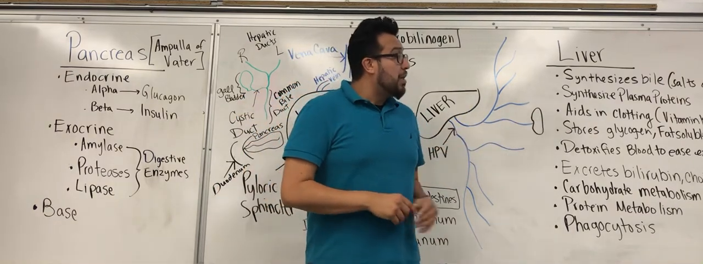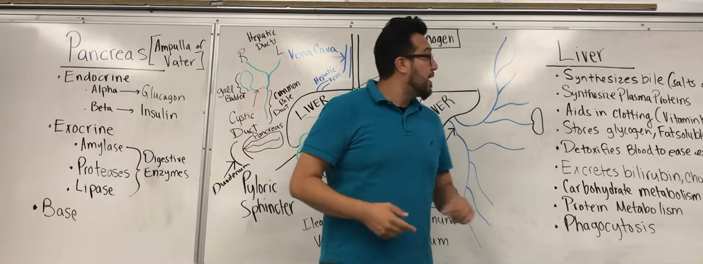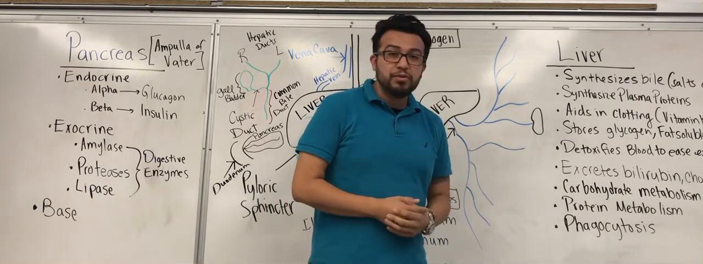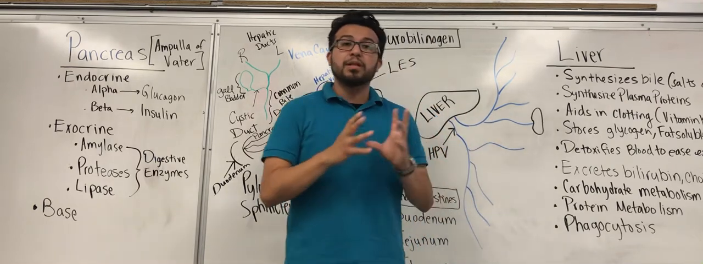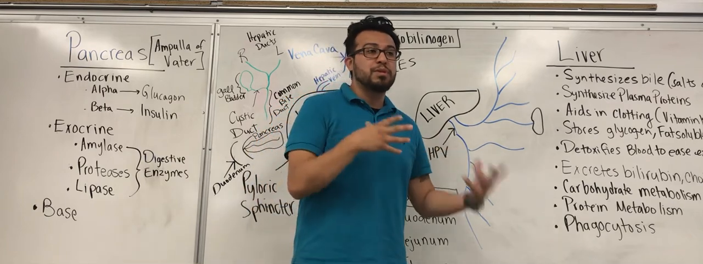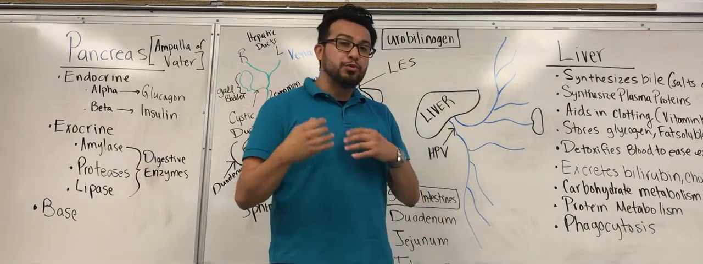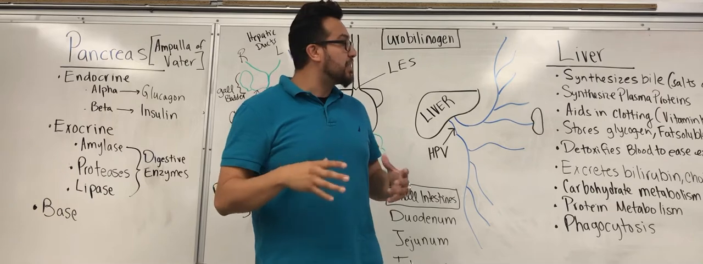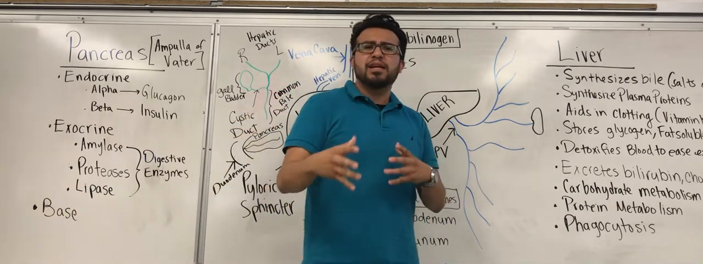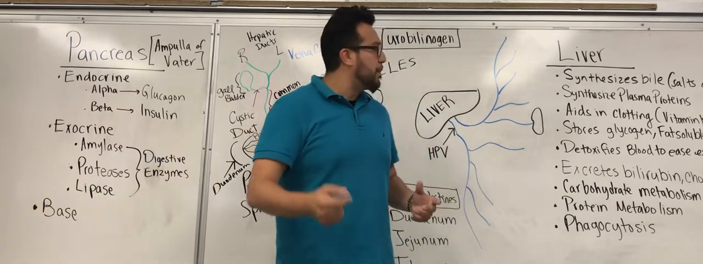The liver also aids in clotting. It stores vitamin K. It helps with clotting factors. So the liver aids in the clotting cascade. So if there's something wrong with the liver, you're going to have issues with bleeding tendencies. And keep that in mind because that's the context that you need to understand for nursing school.